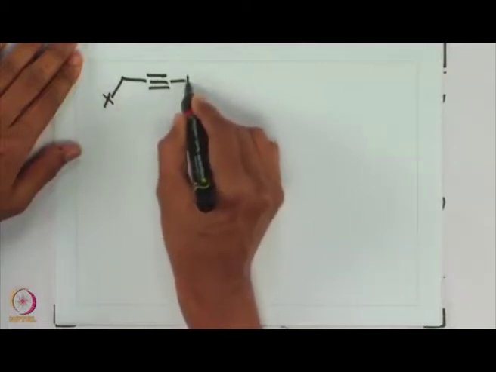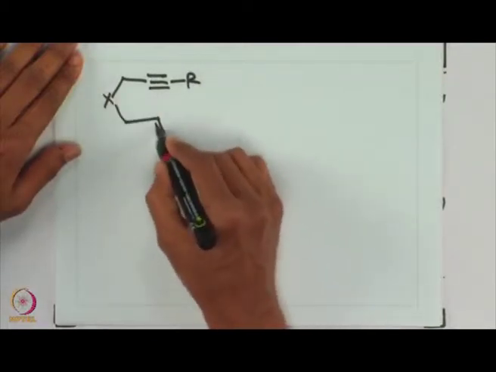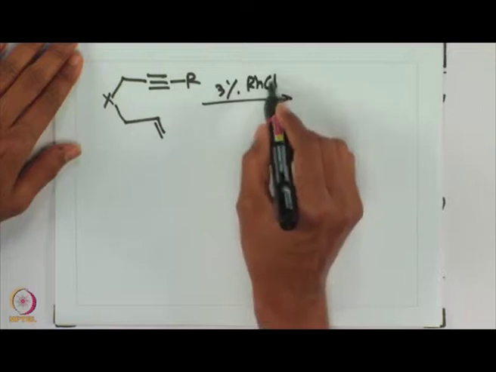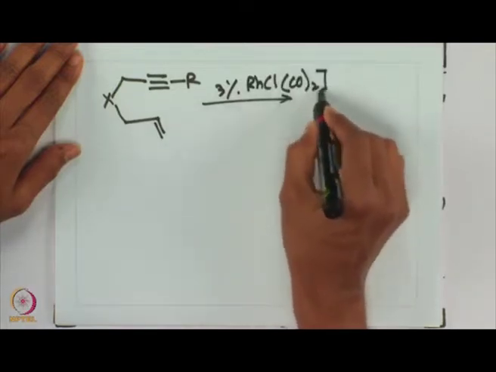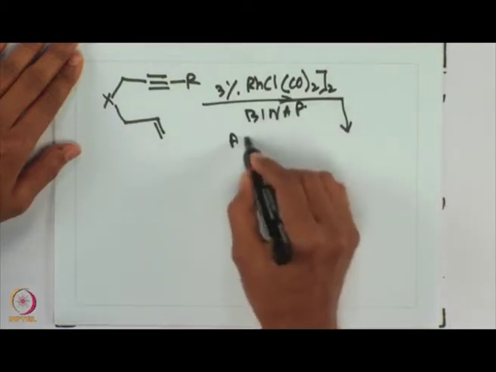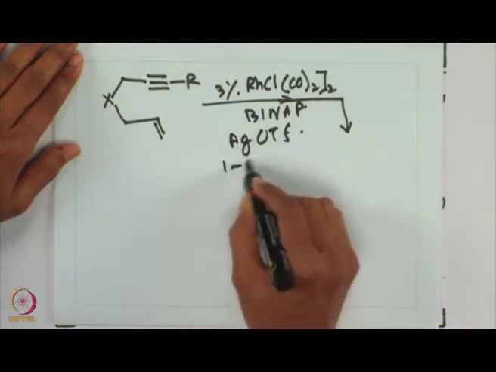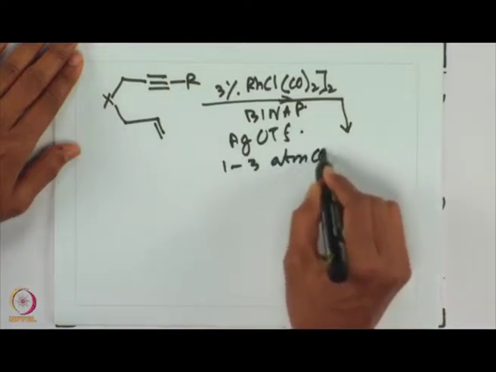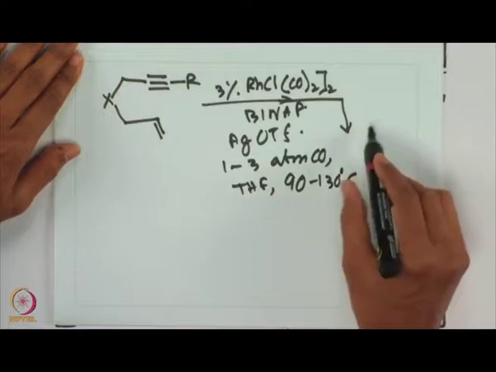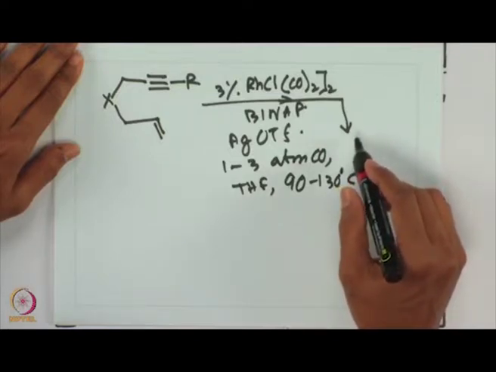So, catalytic asymmetric Pauson-Khand reaction. In this case we will be looking at the example where you have an internal alkyne. We will come back to the mechanism of it. 3% rhodium chloride, rhodium(I) CO2, was used along with BINAP and silver OTf, 1 to 3 atmosphere pressure of carbon monoxide, THF, 90 to 130 degrees C is usually used. This is using 3% rhodium catalyst.